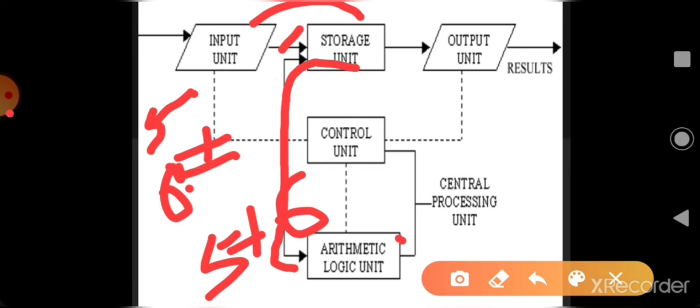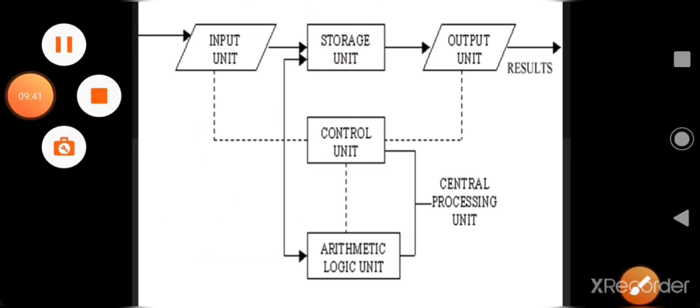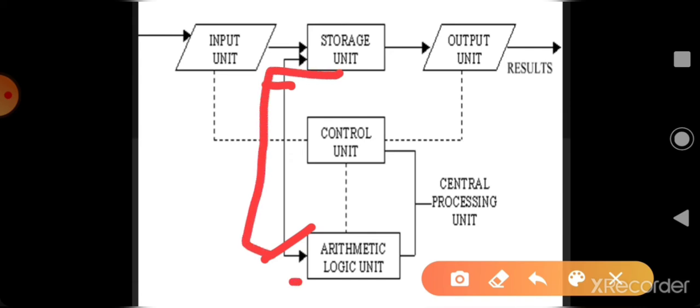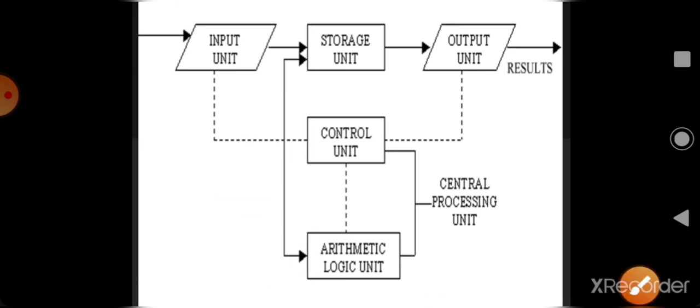Then the result will move again to a storage unit. Here you can see a bidirectional arrow. Bidirectional means it will send and again it will receive the signals. The storage unit will send the data to an ALU, and the ALU will again send the data to a storage unit.